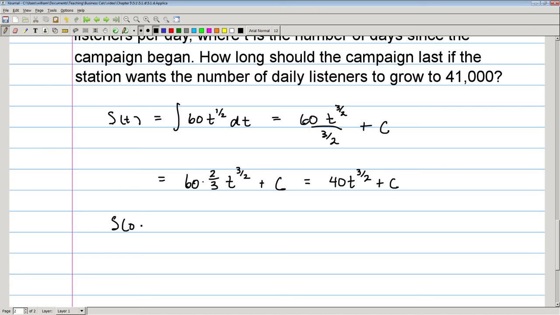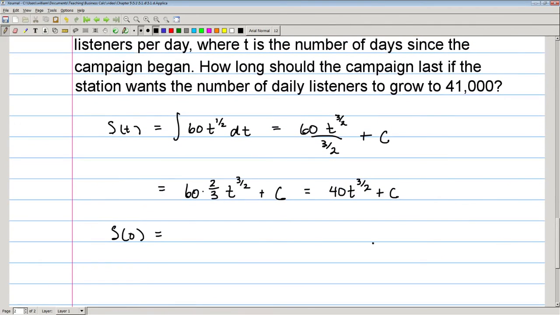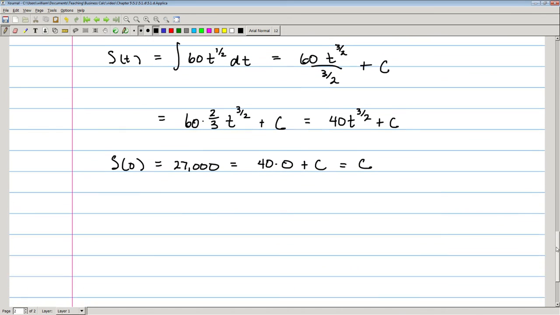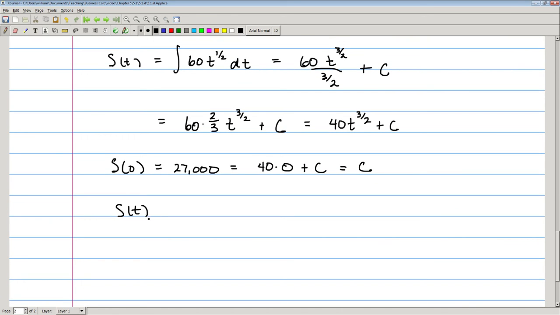So on the very first day, before the campaign even begins, when no days of the campaign had passed, we already had 27,000 listeners. When we plug that into our equation for antiderivatives, we have 40 times 0 to the 3/2 plus c. That's just 0 plus c. So c must be 27,000. And so our daily listeners function is given by 40 t to the 3/2 plus 27,000.